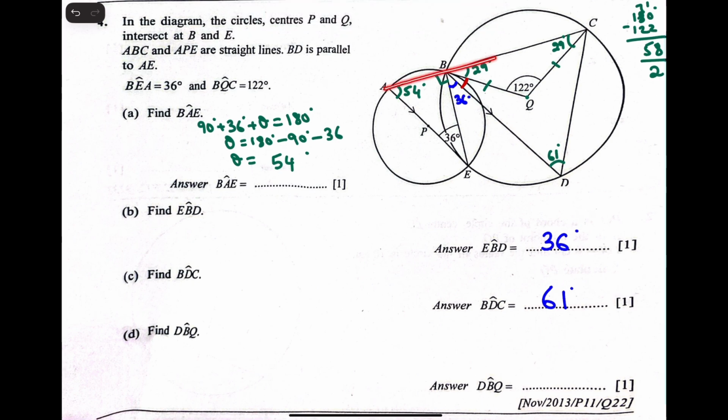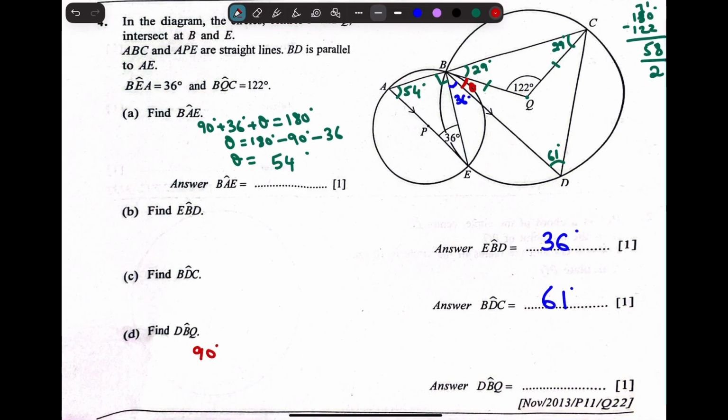Why? Because ABC is a straight line. We know this is 90, this is 36, and this is 29. The sum of all these angles should be 180, right? Because they're angles on a straight line. So this is the only missing piece. So let's call this theta for now.